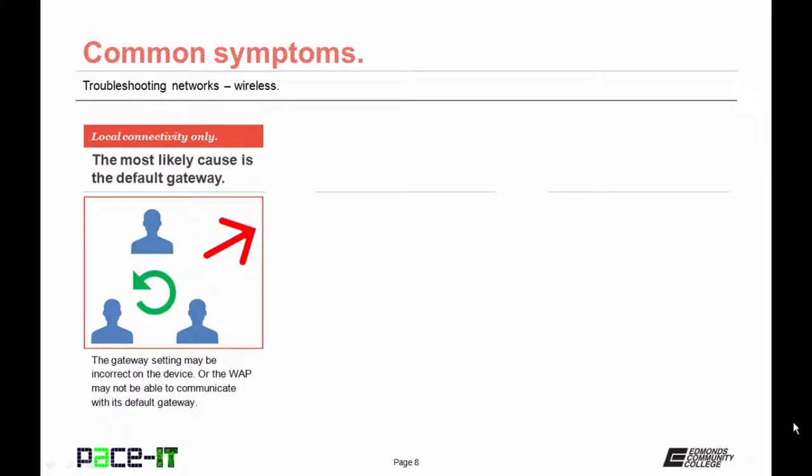Now let's talk about why you might only have local connectivity. Well, the most likely cause is your default gateway. The gateway setting may be incorrect on the device, or the WAP may not be able to communicate with its default gateway. So you need to check that. And that's the most probable cause for only having local connectivity.